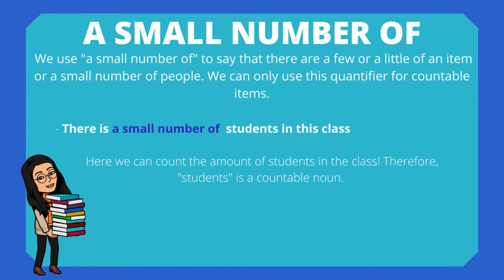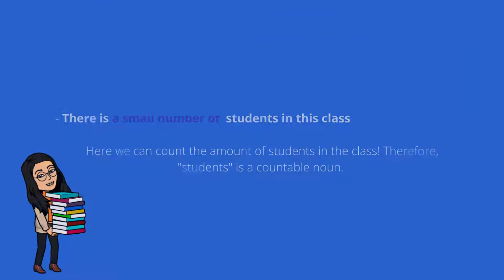A small number of. We use a small number of to say that there are a few or a little of an item or a small number of people. We can only use this quantifier for countable items. For example, there is a small number of students in this class. Here, we can count the amount of students in the class. Therefore, students is a countable noun.